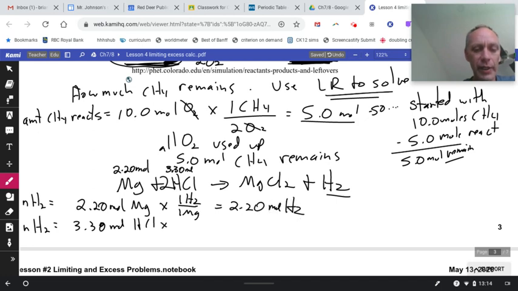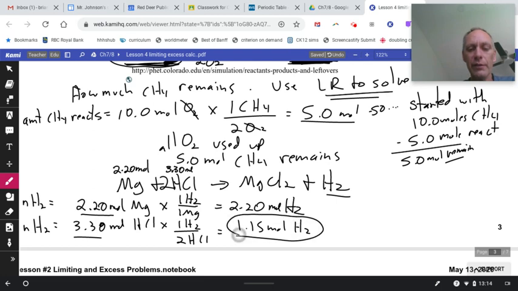Now we'll solve it with HCl. 1 mole of hydrogen for every 2 HCl. So that works out to be 1.15 moles of hydrogen. Okay, so there's the amount of hydrogen using both reactants. The lesser amount is our limiting reagent. So the limiting reagent is HCl, which means magnesium is in excess.